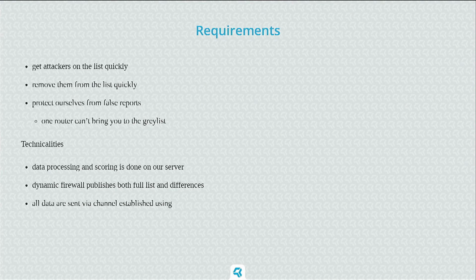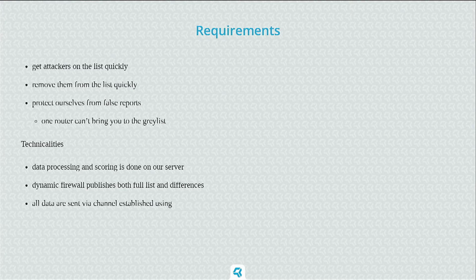So our requirements for doing this: we need to be able to react quickly. As mentioned, it's really crucial to be able to adapt fast. And also, we need to remove people from our gray list when they start to behave, because there are not a lot of IPv4 addresses, so people are sharing them. They are moving between IPv4s and stuff like that.